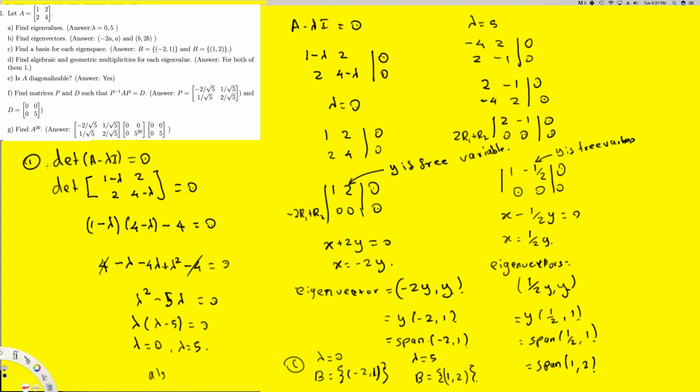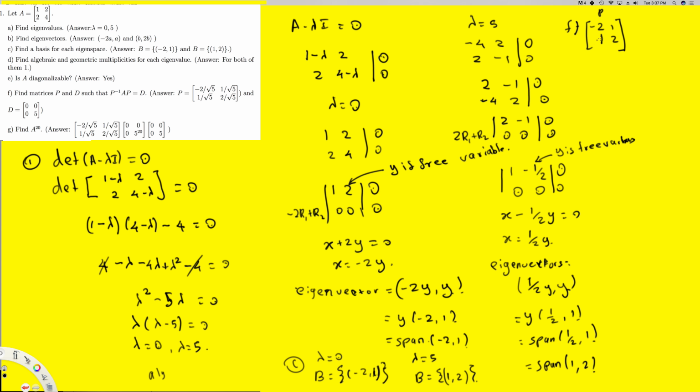So to find the P, we have to arrange the basis we have found here in a column space. If I do that, it's going to be minus 2, 1, and the other one is going to be 1, 2. So this is my P value.